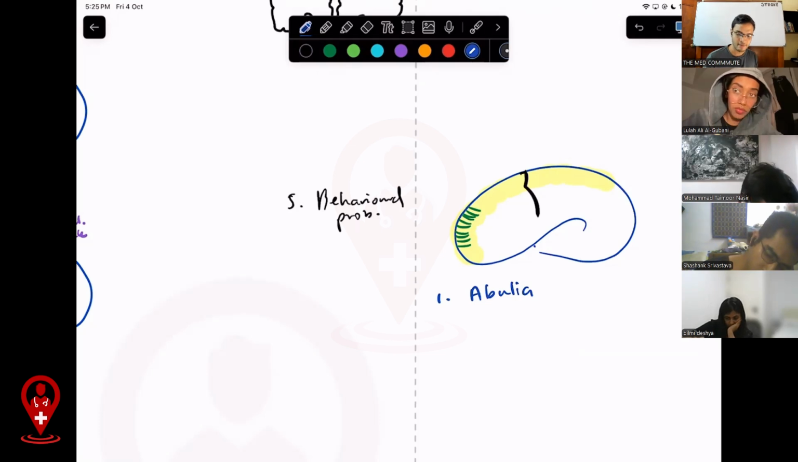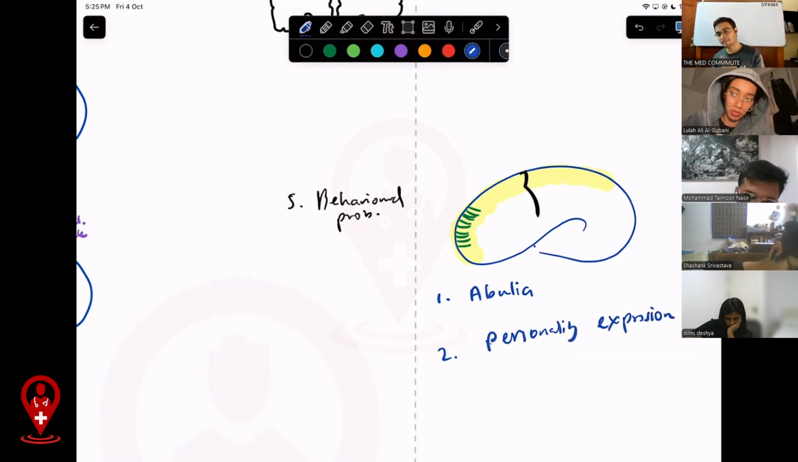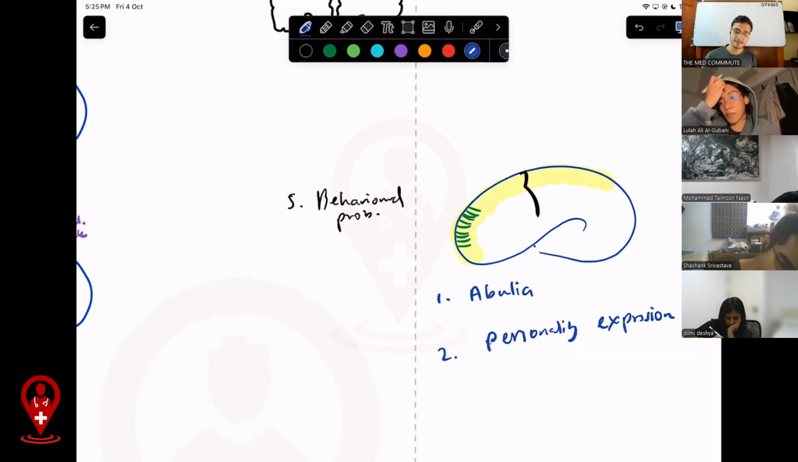Apart from this, guys, there are also personality expression problems. What are these personality expression abnormalities, guys? Socially inappropriate behavior. What we call socially inappropriate behavior, you're going to see when this prefrontal cortex is involved, right? So aggression, right?